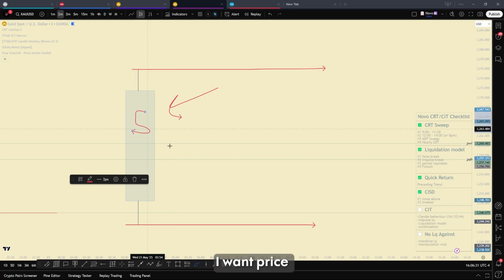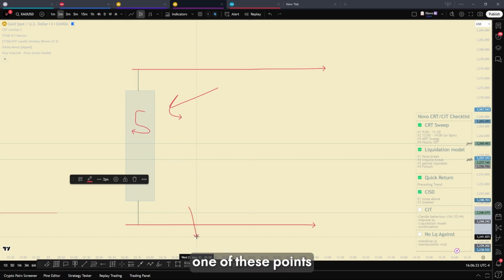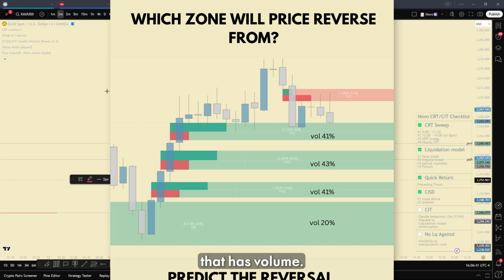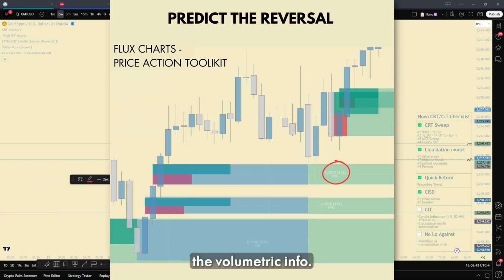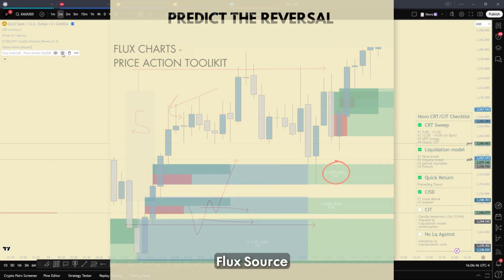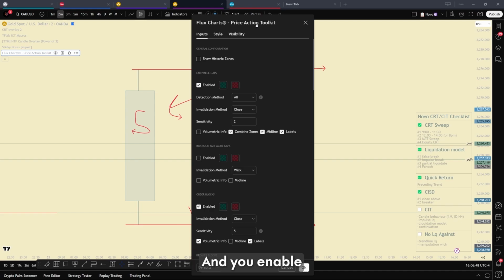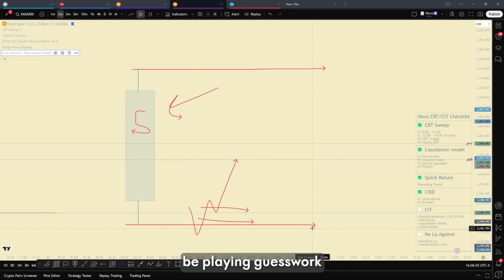Our 5 AM candle, I want price to sweep either one of these points. If it sweeps the low, we're looking for price to reverse, play into some sort of Peter Ray that has volume, right? You guys want to understand the volumetric info. You can get this indicator called Flux Charts Price Action Toolkit, and you enable all your Peter Rays and the volumetric info. We don't want to be playing guesswork with a ton of order blocks in different zones that conflict our bias. We want to use the ones that have the exact amount of volume that we need to trade.